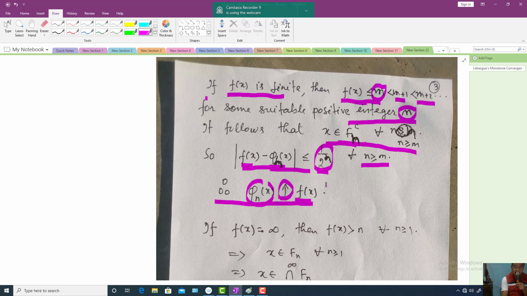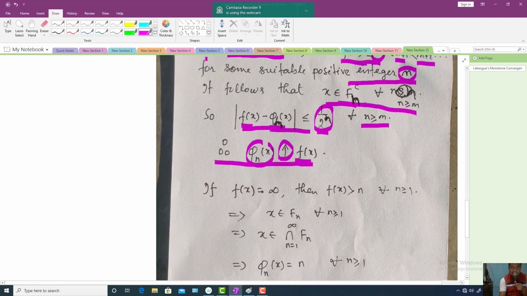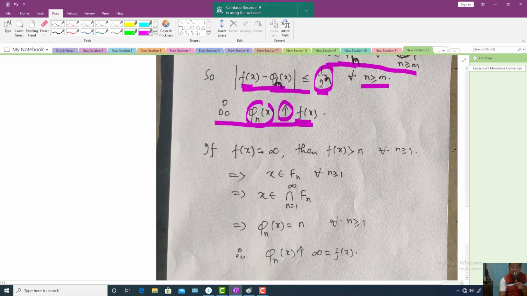If the function is finite, now we are able to show that the sequence of simple measurable functions phi n is monotonically increasingly converging to the function f of x. So this is what we have done for the finite case. Now the function is infinite. Let us see the case when f of x is equal to infinity. In that situation, f of x is equal to infinity means f of x is greater than any positive integer. All right, since it is infinity, it is greater than any positive integer. This is true.